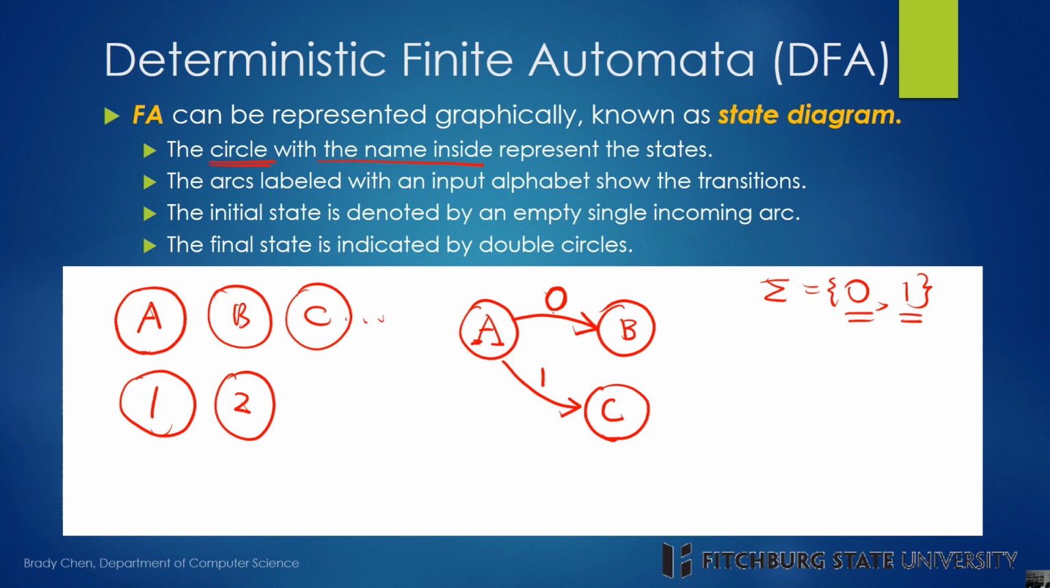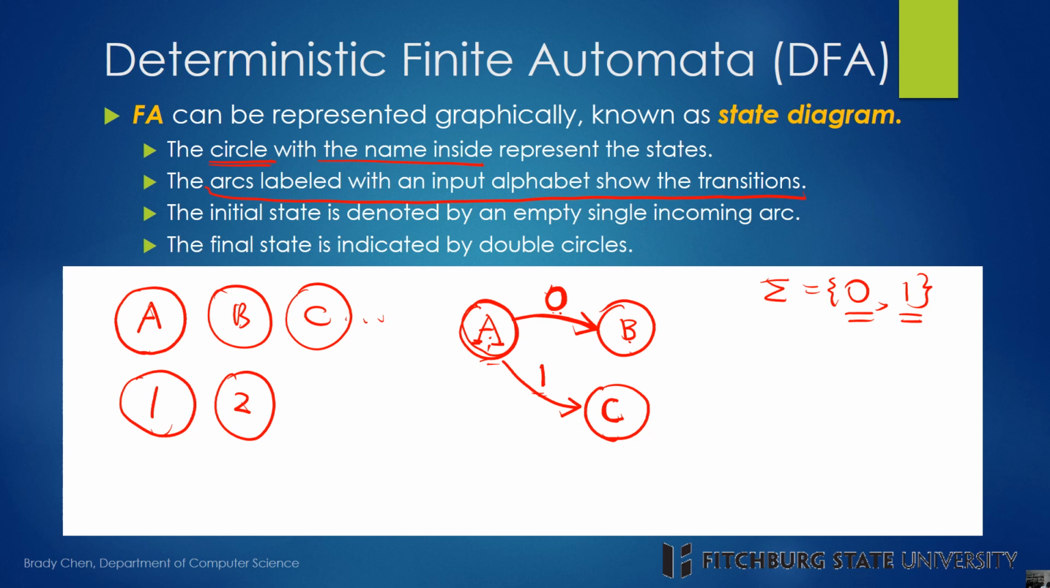So the label could be on that arc, coming originally from the state A, and the label 1 originally from the state A. Based on the current state A and the label, we uniquely define what the next state is, which is B. If it's A combined with 0, that's B. A combined with 1, that's C. That basically defines the transition function. So the arcs labeled with the input alphabet show the transition.